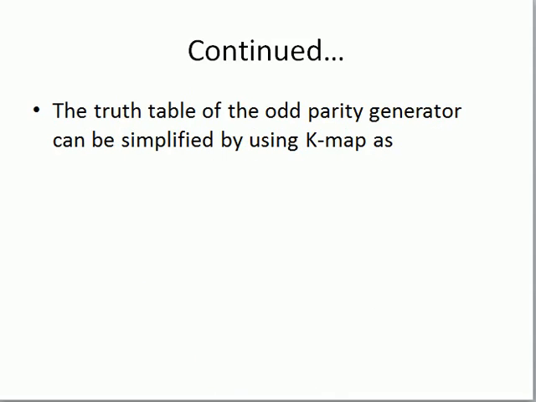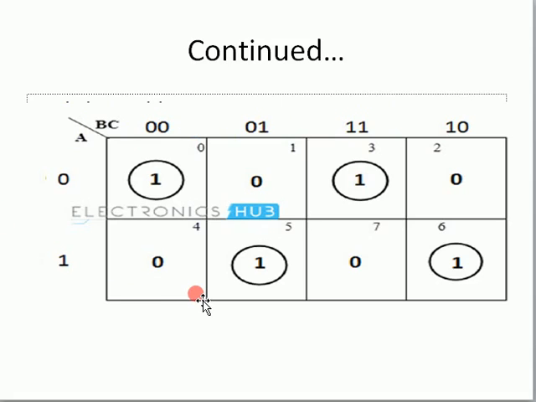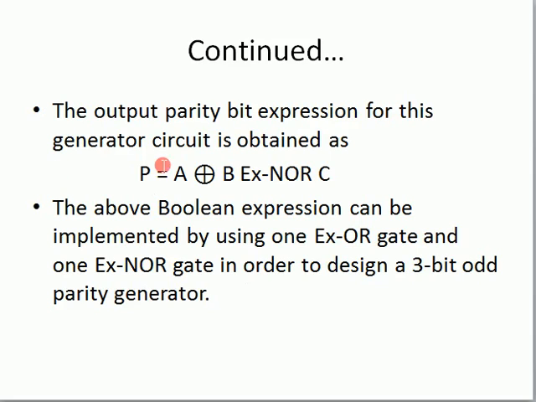By this truth table we will now draw the K-map. Here you see the ones are at the output P at 0 0 0, at 0 1 1, then at 1 0 1, and then at 1 1 0. At these 4 places we have the 1. So this is basically the K-map for this truth table. Now by solving this we get the output P equal to A exclusive OR B and then exclusive NOR C.